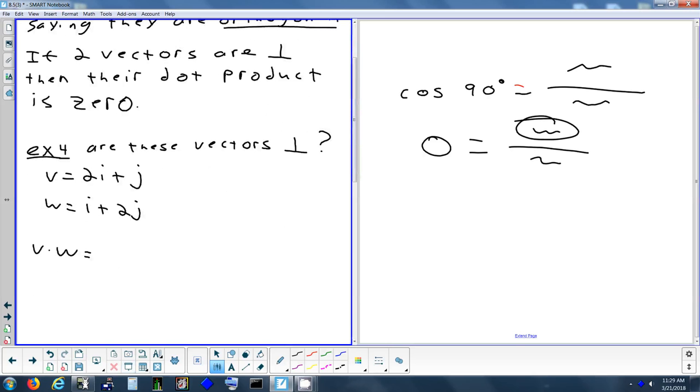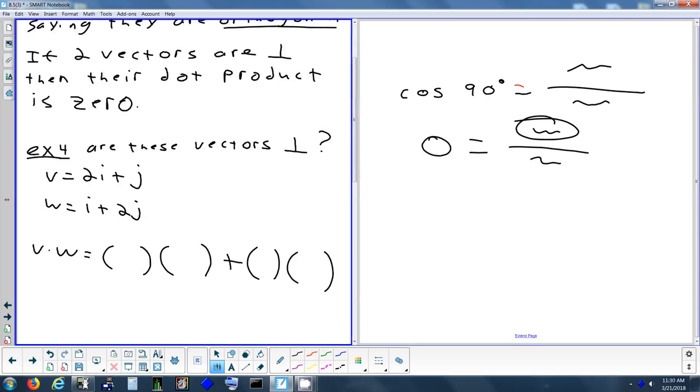Okay, so let's find our dot product. And if these are perpendicular, we're going to hope that the dot product comes out to 0. If it does, then they're perpendicular. If it doesn't, then the angle is not 90, but the question isn't asking what the angle would be. This is just yes or no.